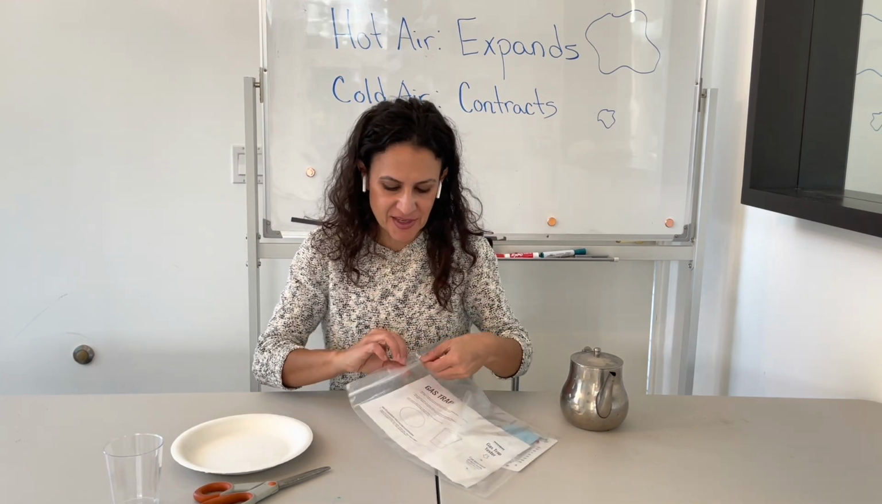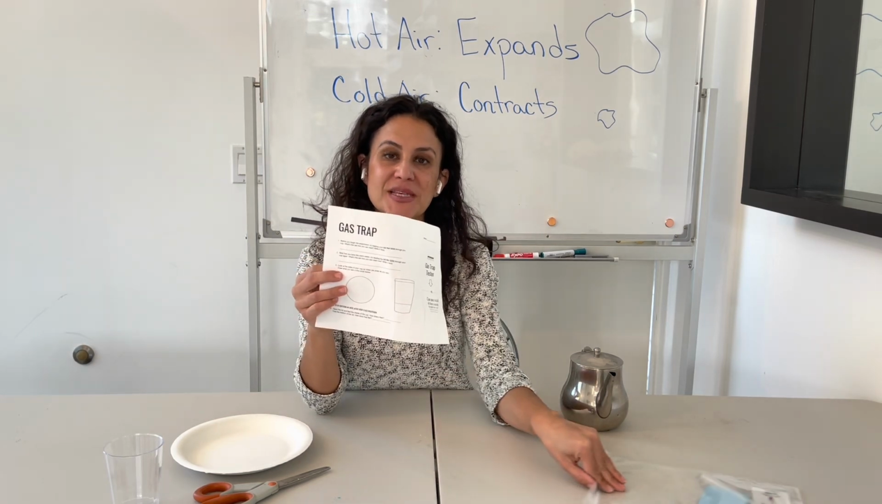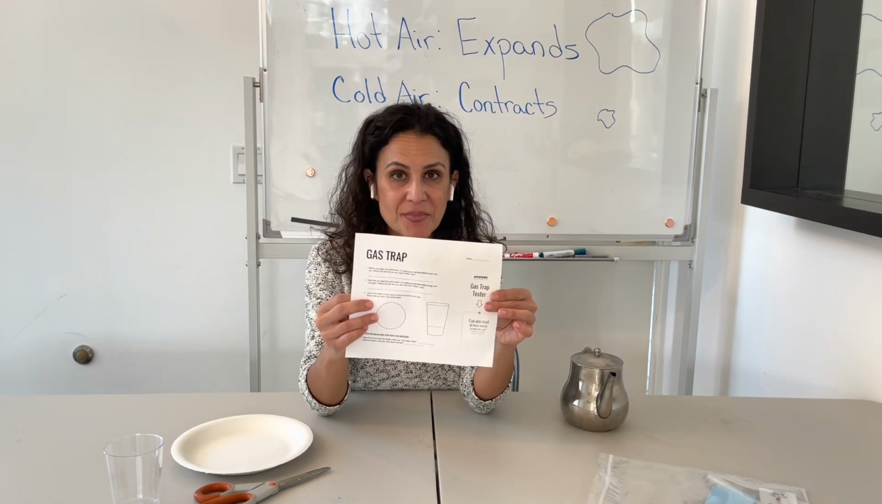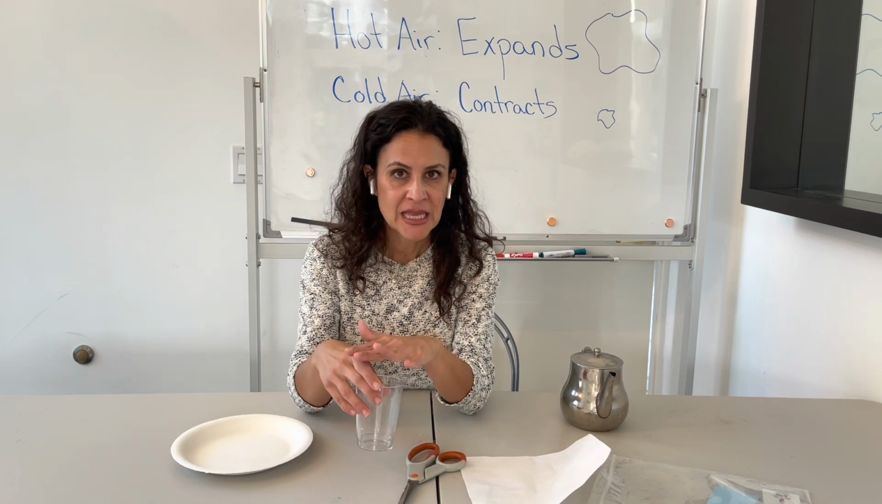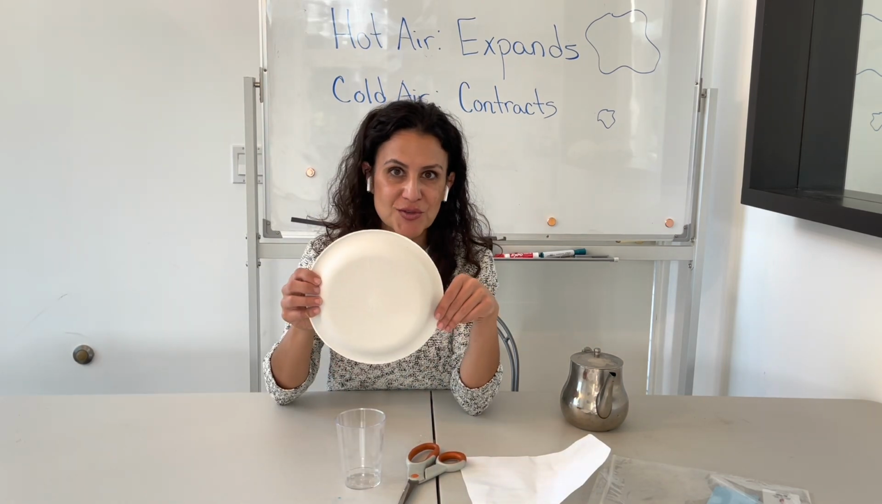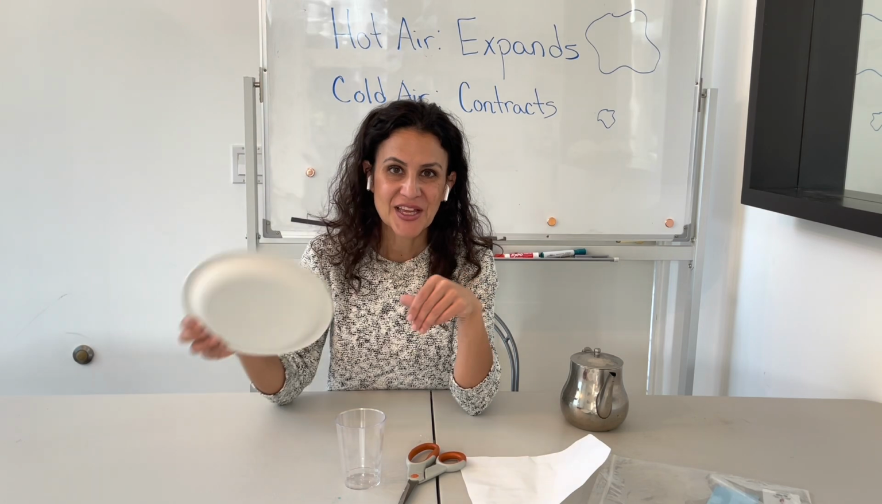For today's lab, we're going to need some materials from our enrichment bag. You're going to first take out this piece of paper that says the gas trap. You will need to provide scissors, a plastic cup, and some kind of a lid to go on the plastic cup. I'm just using a paper plate. You will also need to provide some hot water and make sure you have the assistance of an adult nearby.